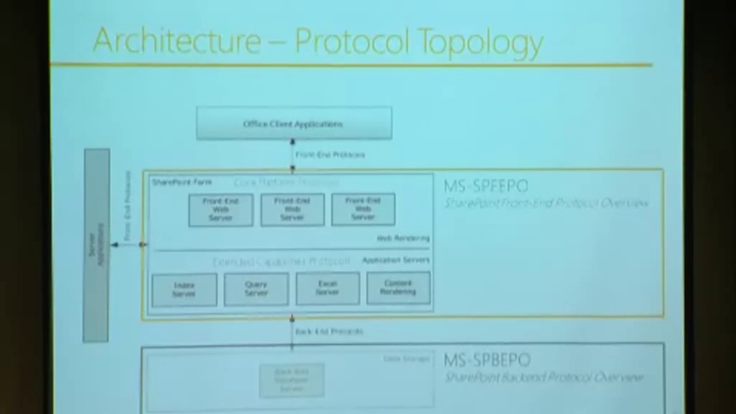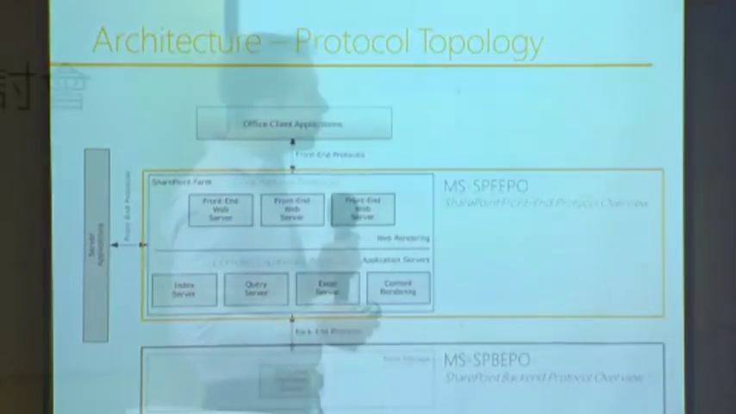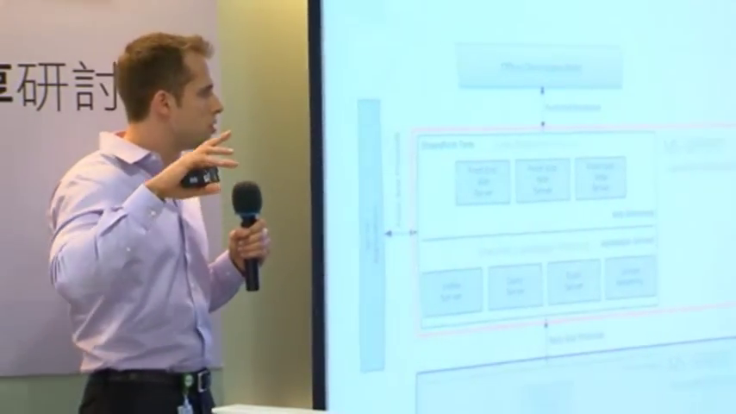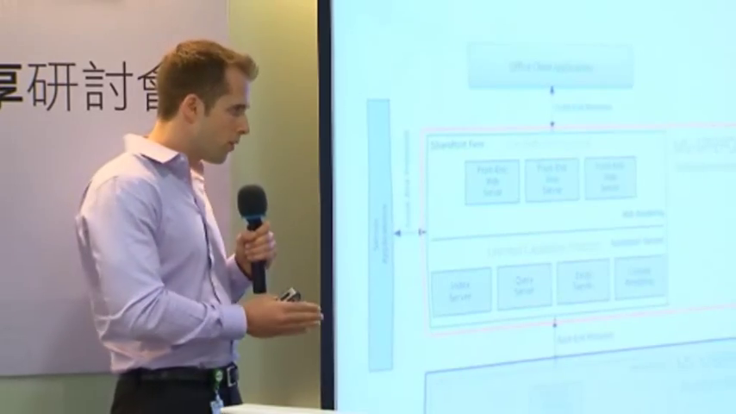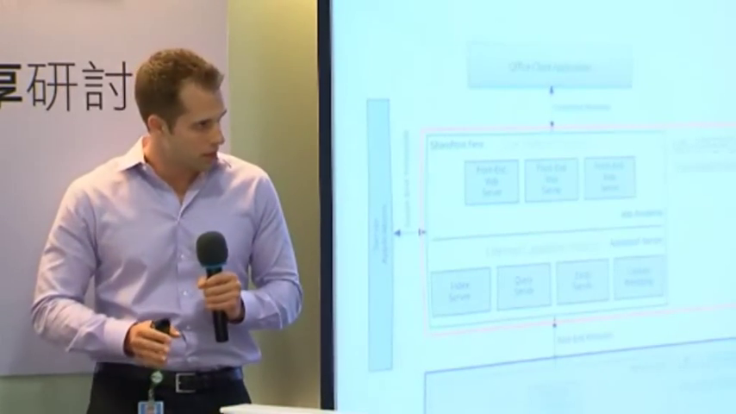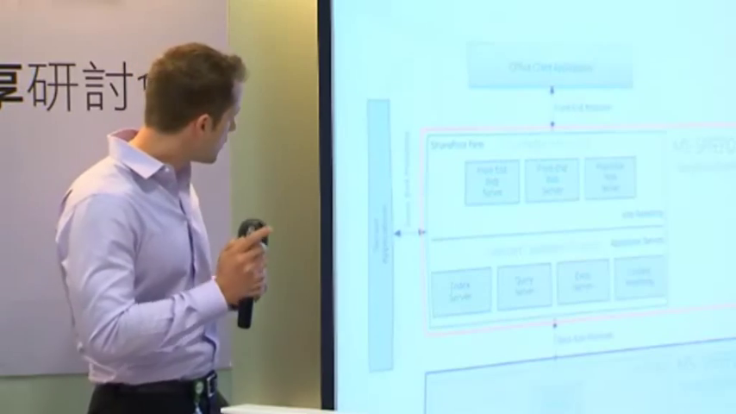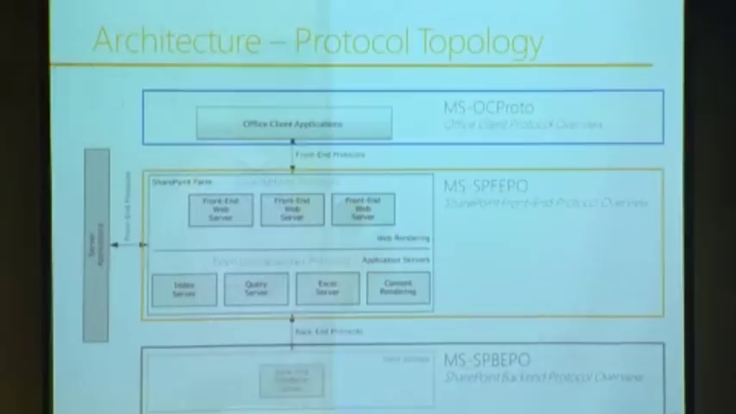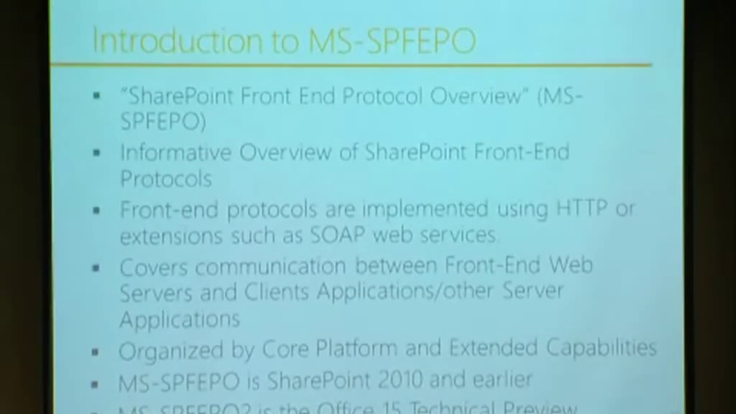So that could be Excel services, if you're publishing workbooks to SharePoint, getting programmatic data access through SQL Server Analysis Server, that's all considered extended capabilities. So when you look at the front-end overview document, you're basically presented with these two categories of protocols, the core platform protocols and the extended capability protocols. And so we're going to jump into that next. And then the third category is the Office Client Protocol Overview. So let's get on to the front end.